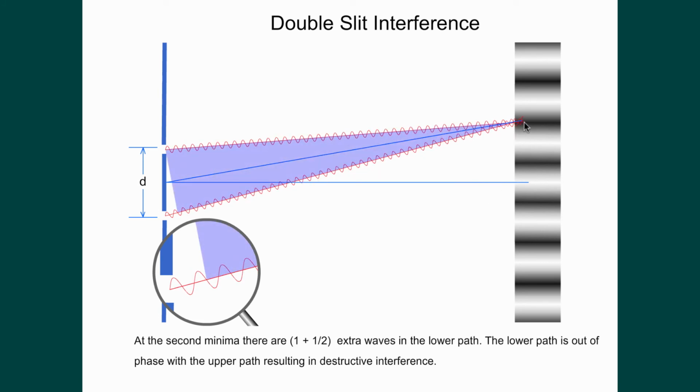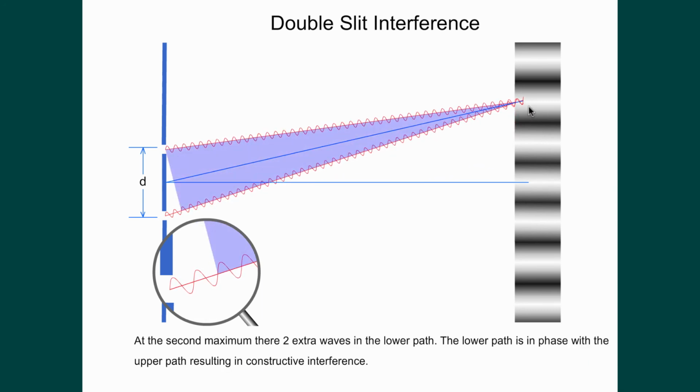Moving up to the next minima, we can see on the bottom that we have added another half of a wavelength. So now the bottom wavelength is actually 1.5 wavelengths, or 3/2 wavelengths. What that means is when we get to the screen, the bottom is now going to be out of phase with the top. At the second minima, there is 1.5 extra waves in the lower path. The lower path is out of phase with the upper path, resulting in destructive interference or a dark spot on the screen.